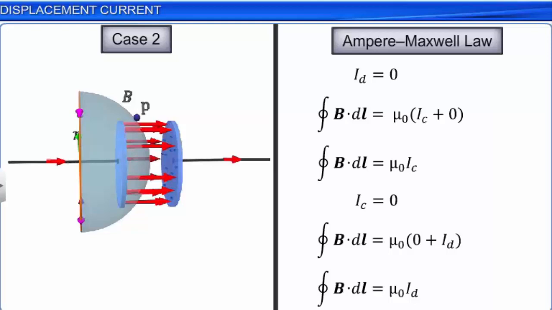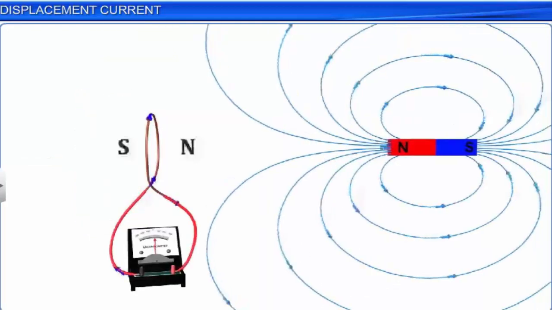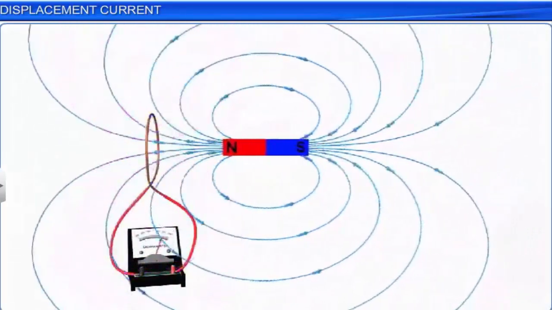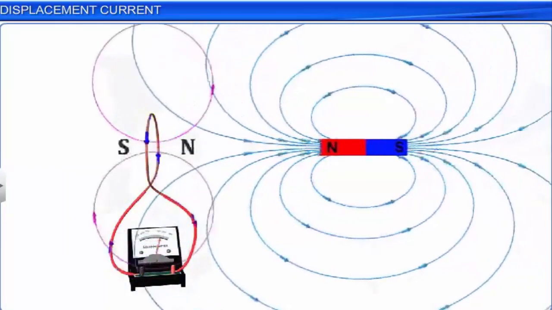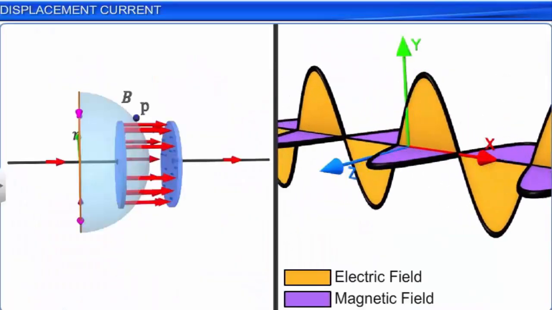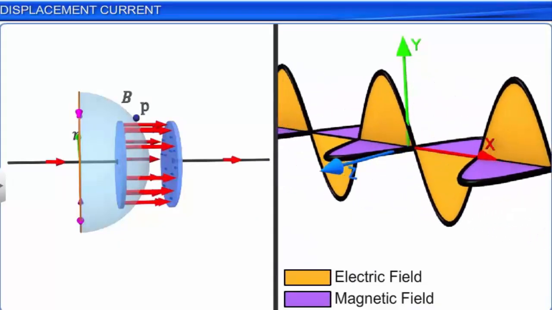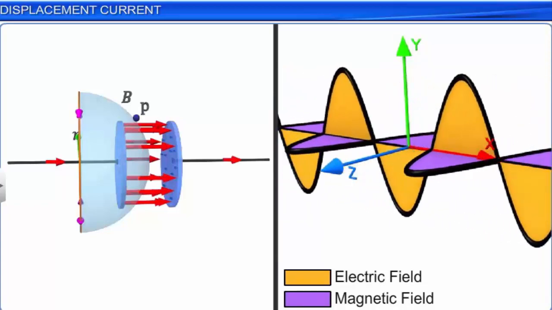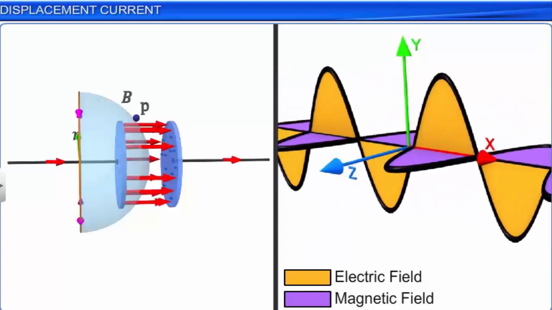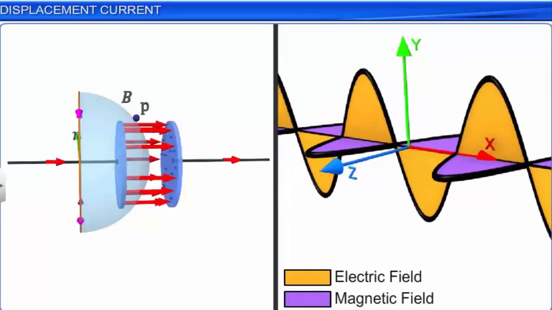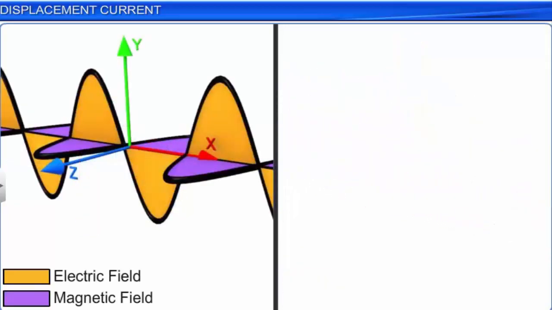Hence, the change in electric field with time can produce a magnetic field, and the change in magnetic field with time induces an electric field. This symmetry explains the existence of electromagnetic waves, which you will learn in another module. Now, let us have a look at the set of equations originated from different sources that helped the study of electromagnetic waves. These equations are popularly known as Maxwell's equations.